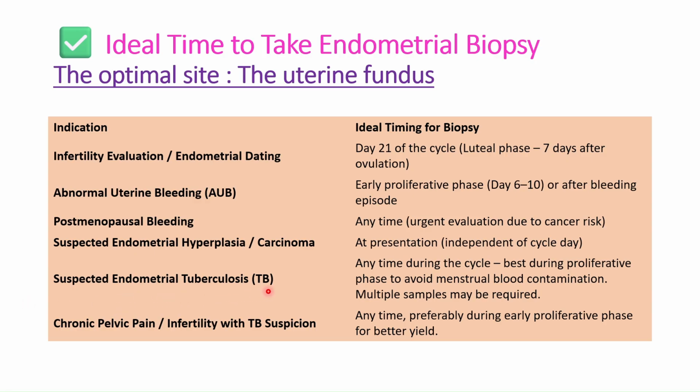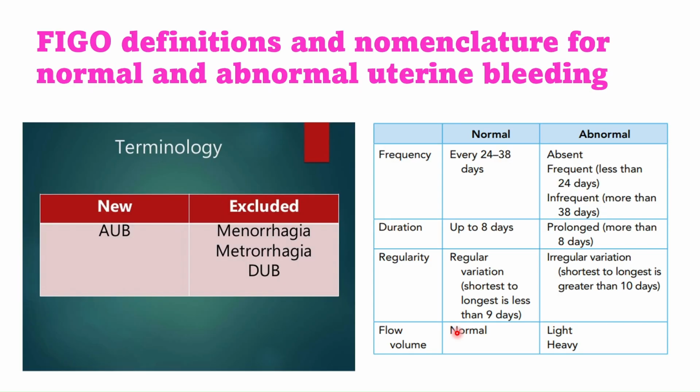Suspected endometrial tuberculosis, anytime during the cycle, best during proliferative phase to avoid menstrual blood contamination, and multiple samples may be required. Chronic pelvic pain or infertility with TB suspicion, anytime, preferably during early proliferative phase for better yield.